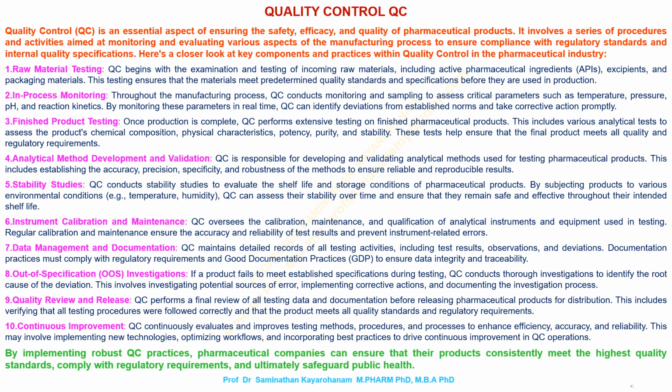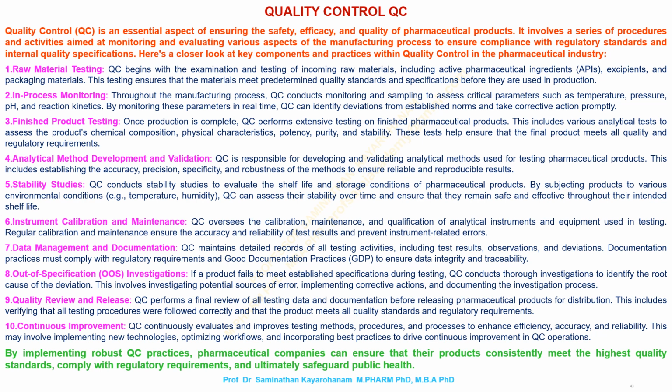Out of specification, OOS, investigations. If a product fails to meet established specifications during testing, QC conducts thorough investigations to identify the root cause of the deviation. This involves investigating potential sources of error, implementing corrective actions, and documenting the investigation process.